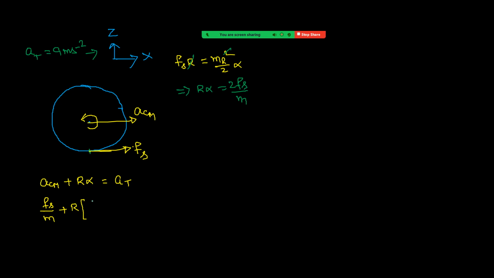Okay. 2Fs upon M, and I have taken R here, so I'm placing R so that R cancels. That is equal to 8. Okay. Now simplify this. Fs by M, 2Fs by M, 3Fs by M, or M into 8. Okay. Then see what we get.